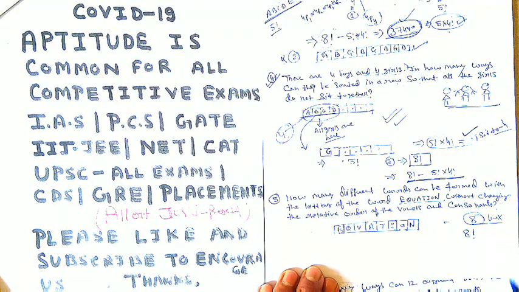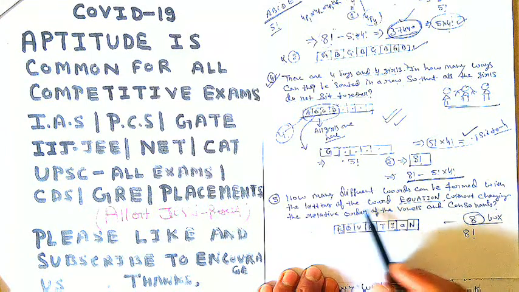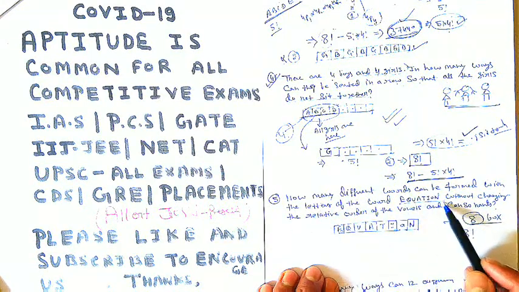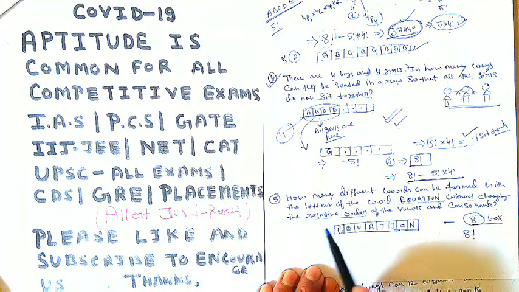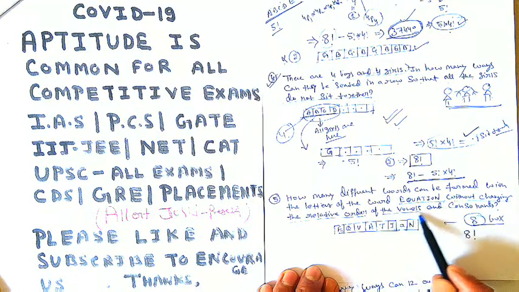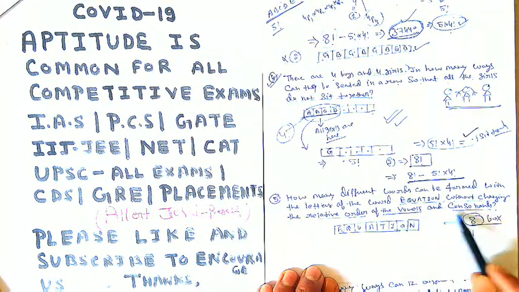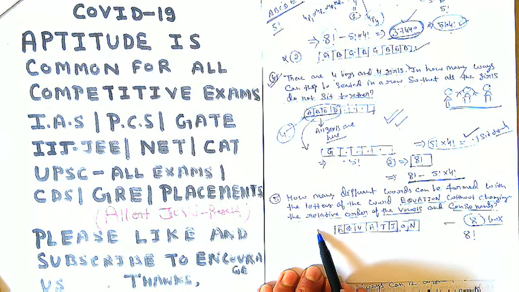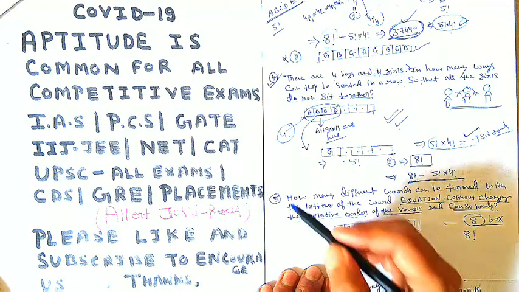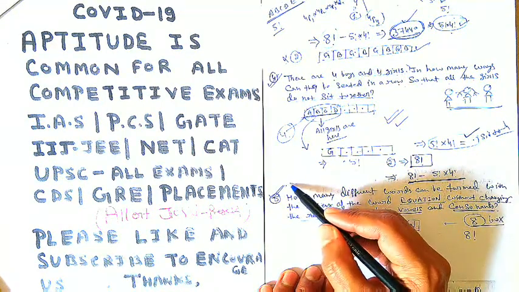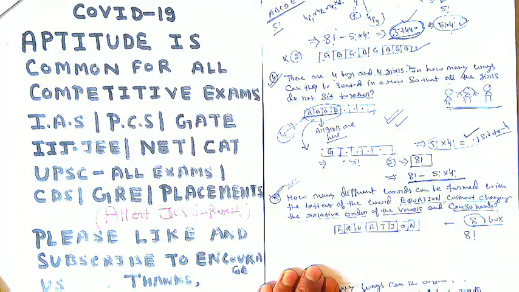Very simple. But he is asking for the letters of the word EQUATION without changing the relative order of vowels and consonants. So we do not have to change the order of vowels and consonants. This is a very important question, and it has been asked in your IAS exam. So now how to solve this one?